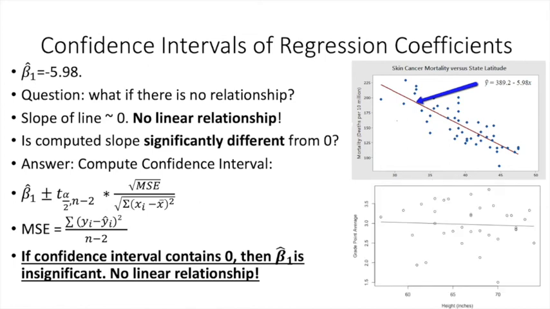For example, in this plot on the bottom of the screen, where we predict the grades of students by their heights, the confidence interval actually contains a zero value. As you can imagine, this makes sense because clearly there is no relationship between student performance and their heights.